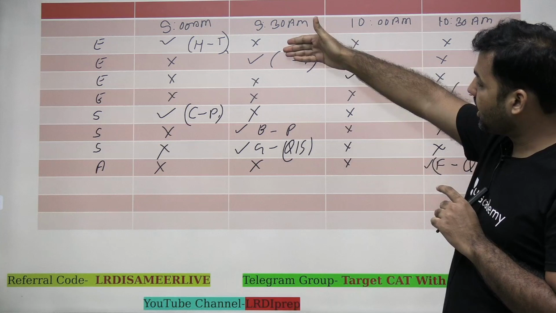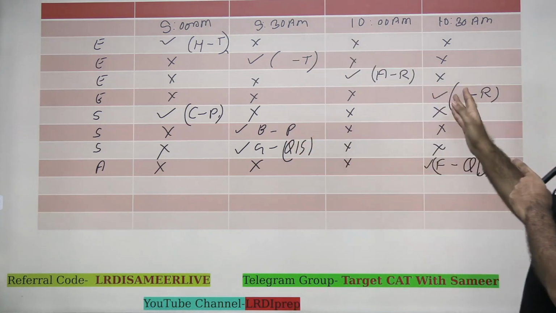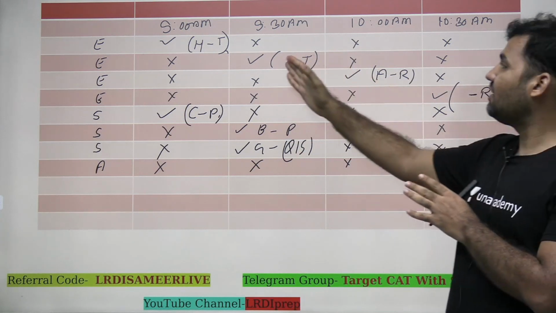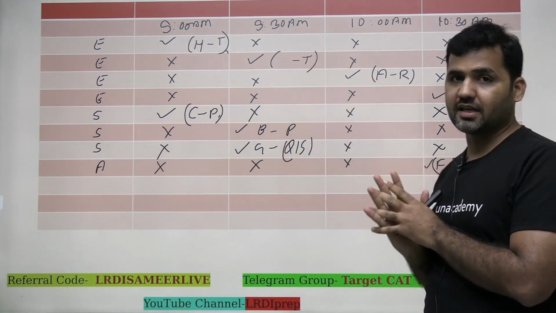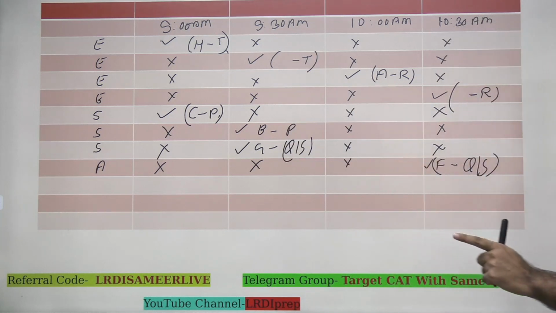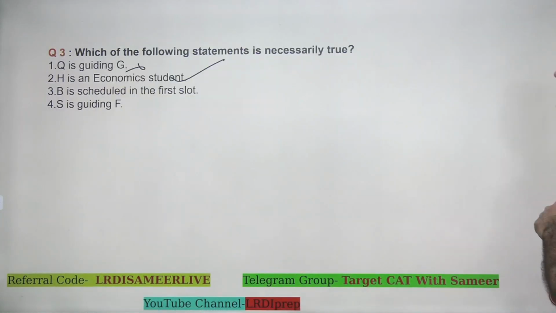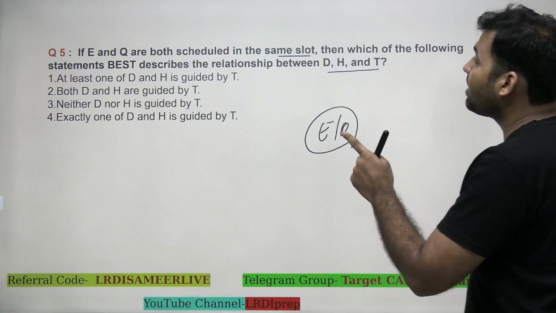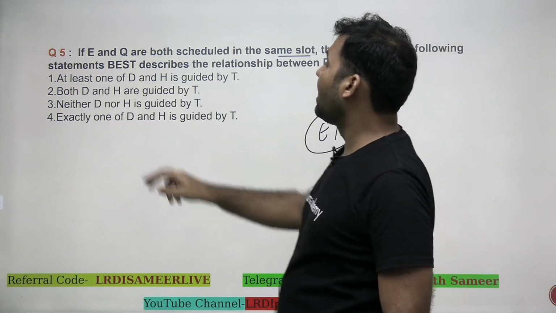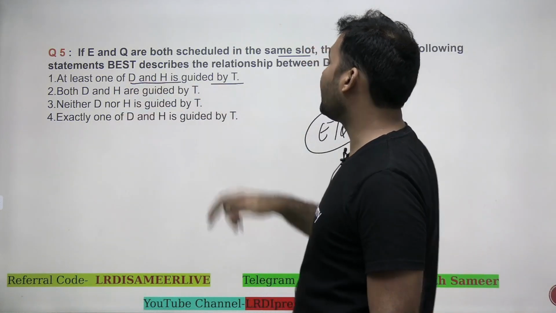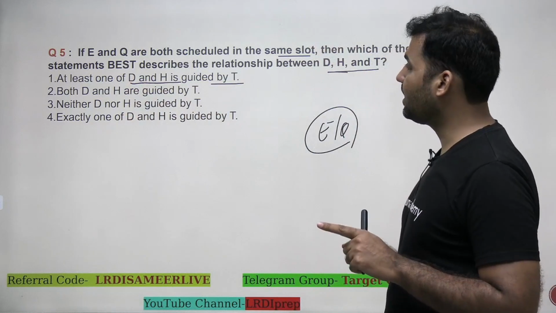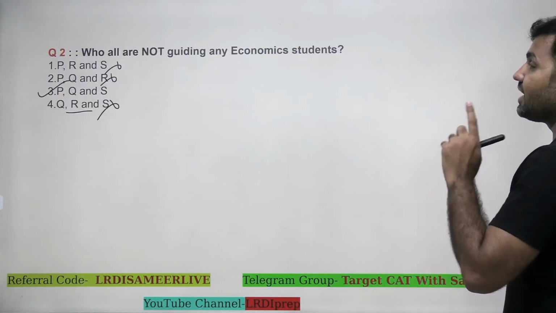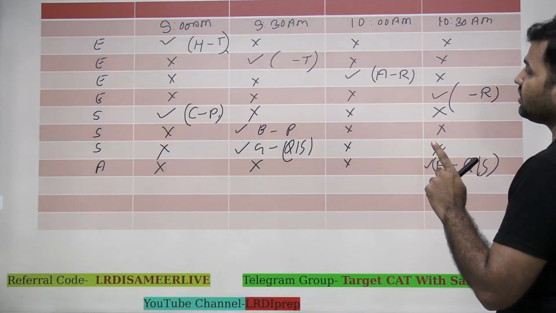If I take E here, Q here, then D will be guided by R. If I take E here, Q here, then D will be guided by T and G will be guided by S. So there are further 2 cases. Now let's look at the questions. The question is asking which of the following statements best describes the relationship between D, H and T. At least one of D and H is guided by T. Yes, that's correct. We know that H will definitely be guided by T, whichever case you pick.